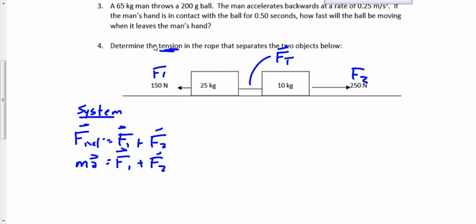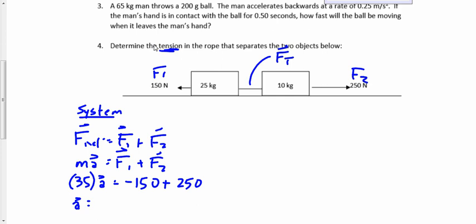And what mass would I use? 25, 10, or 35? We're going to use 35 here. When you're analyzing the system, you have to use the whole mass. Now, you don't know the acceleration. F1 is negative 150 because it's to the left, and F2 is positive 250 because it's to the right. So A is equal to 100 divided by 35, which gives me, I think, 2.85714.